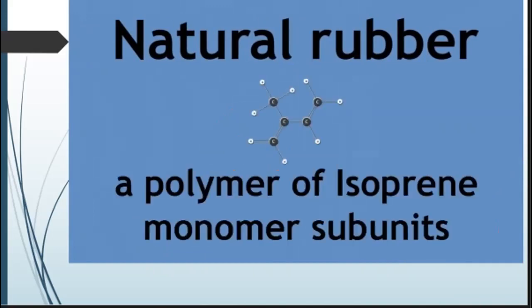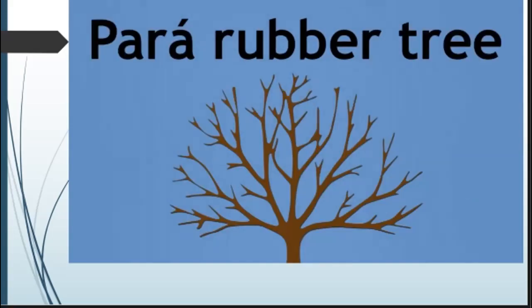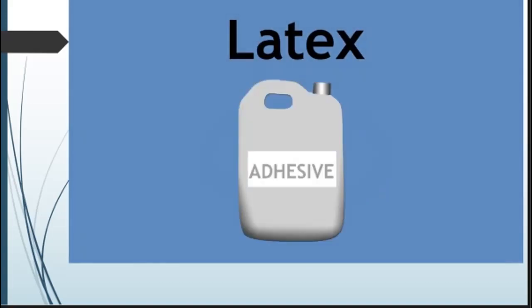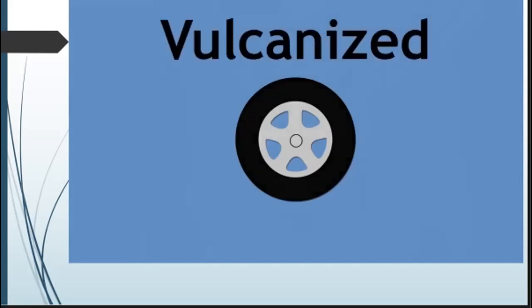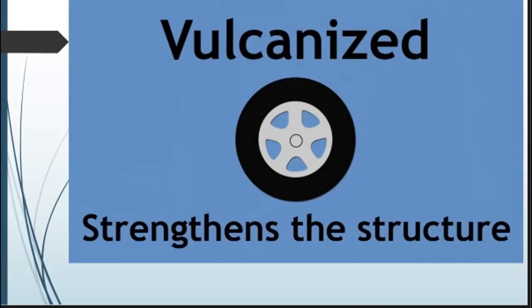Natural rubber is also a polymer of isoprene monomer subunits. This is found in latex, which is a white milky substance that is tapped from para rubber trees. This can be used to make latex gloves, erasers, elastic bands, adhesive, and balloons, as well as many other useful everyday materials. The rubber in car tires is vulcanized rubber, meaning that sulfur has been added to introduce cross-linking between the polymers, which strengthens the structure.